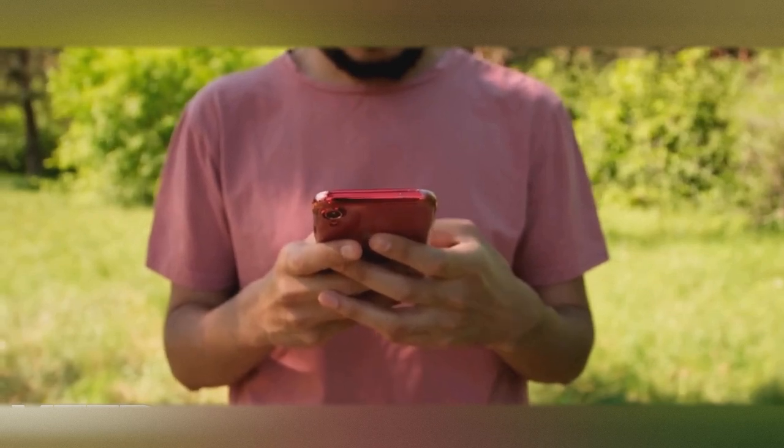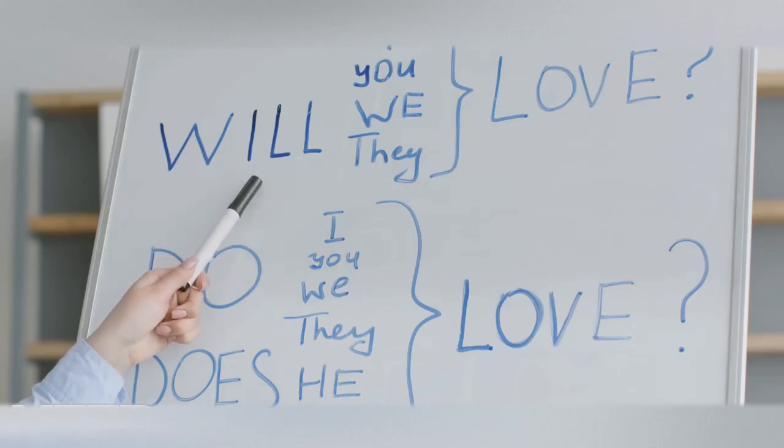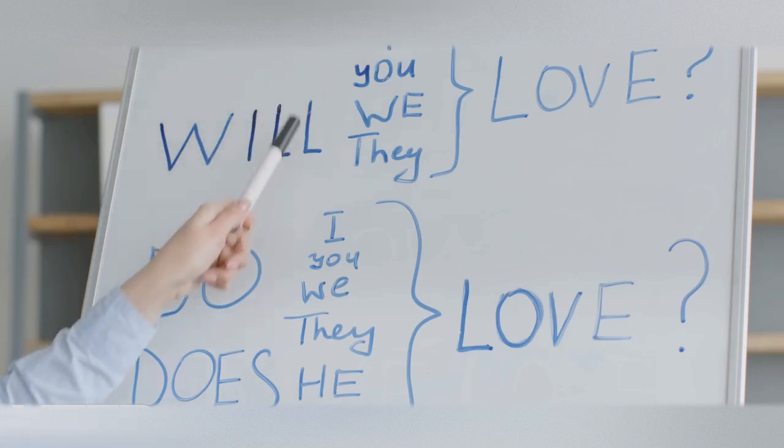Let's explore some more examples. Consider give up. This is a separable phrasal verb. You can say, I gave up smoking, or I gave smoking up. Both are acceptable, but again, the first is more common. In contrast, come across, meaning to find something by chance, is inseparable. You would say, I came across an old photo, not I came an old photo across.